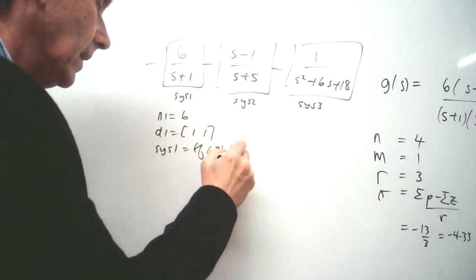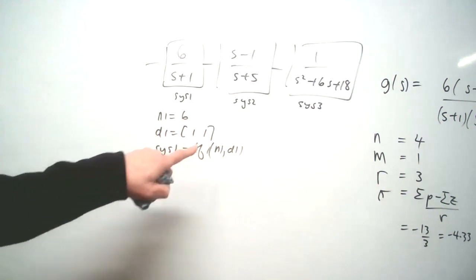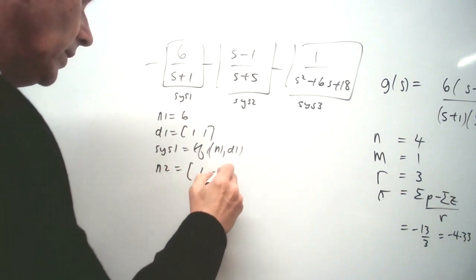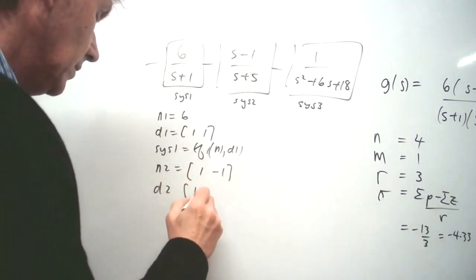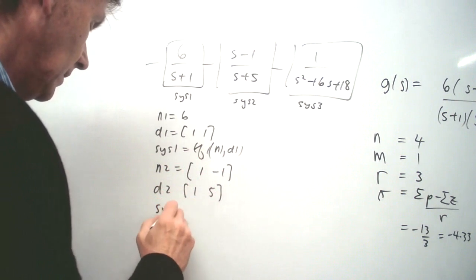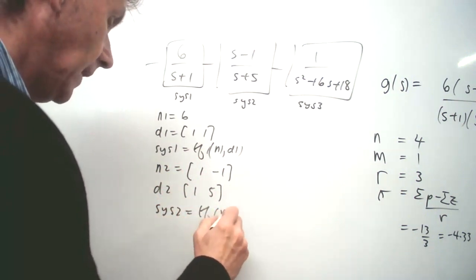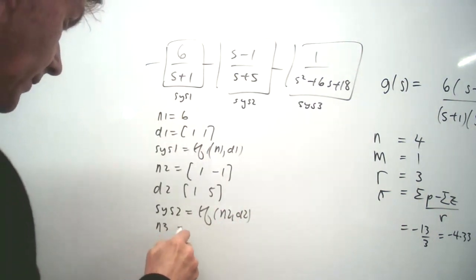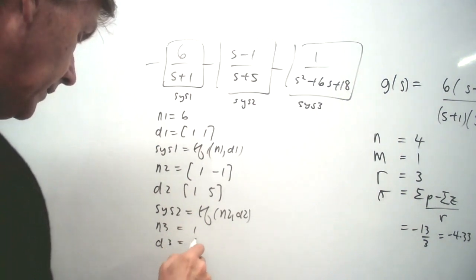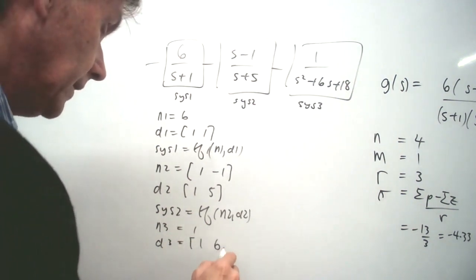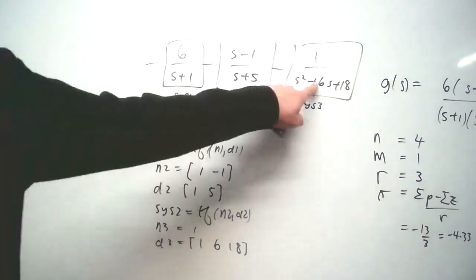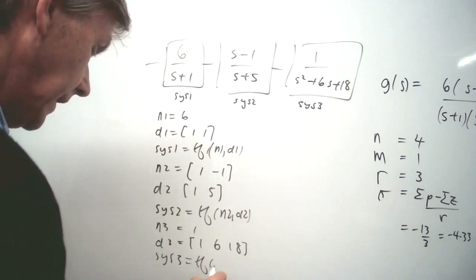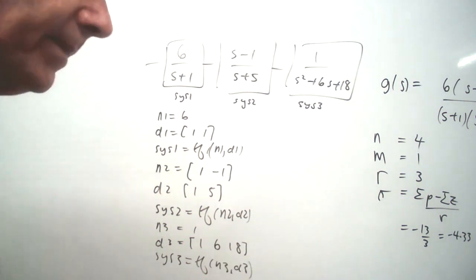sys1 is tf, n1, d1. They're round brackets, these are square brackets. Then we could put, say, n2 is 1, minus 1, d2 is 1, 5, sys2 equals tf, n2, d2. And then I could put, say, n3 is 1, d3 is 1, 6, 18. That's the 1, 6, 18. And then sys3 is tf, n3, d3.